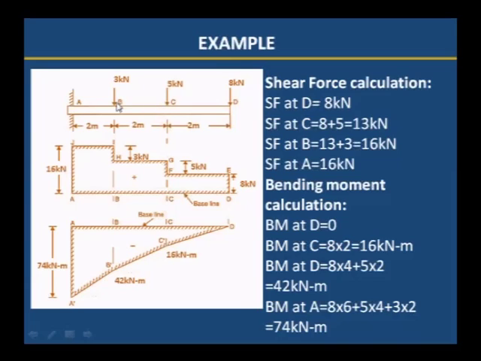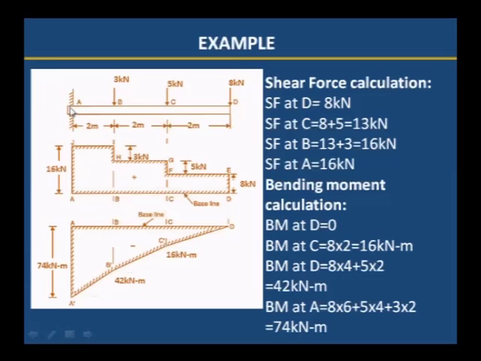To calculate bending moment at B, force is 8 kilonewton into distance is 4, plus 5 into distance is 2 meter. 8 into 4 meter, 5 into 2 meter. We have to calculate force into distance for moment. 8 into 4 plus 5 into 2, total 42 kilonewton meter is the bending moment at B.